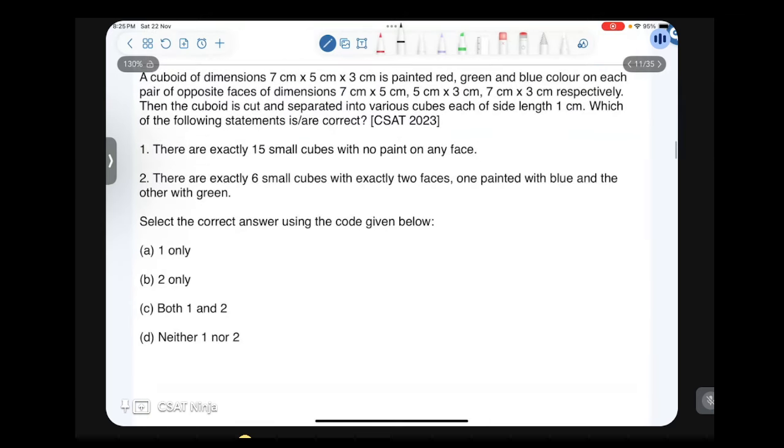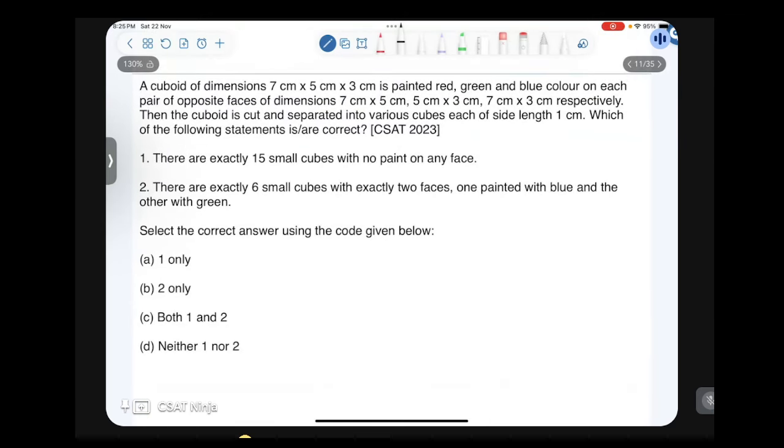Let's try a question. This question was asked in UPSC CSAT 2023. So let's give it a try. The question says like this: a cuboid. Now we are not discussing a cube. The question level has been raised to a cuboid now. A cuboid of dimension 7 into 5 into 3. The question says it is painted red, green, and blue on each pair of opposite faces of the dimensions respectively.